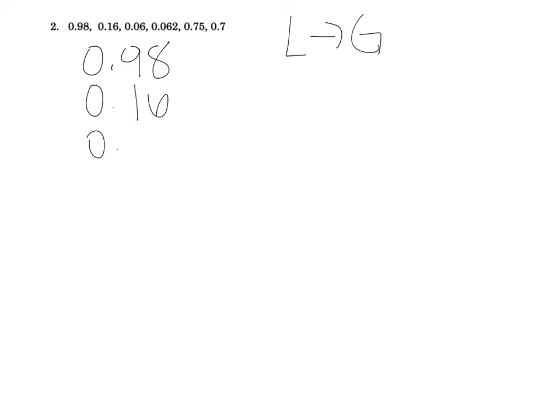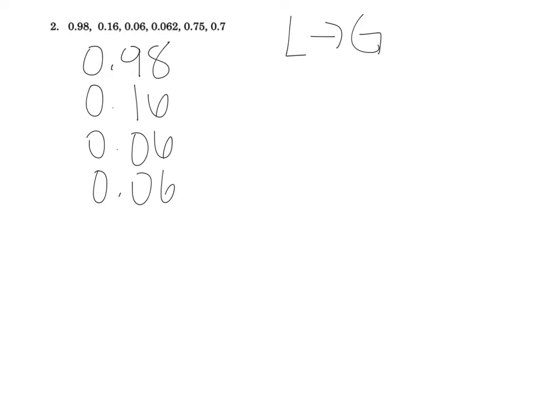Again, we're going to be ordering our decimals from least to greatest. So I like to always line my decimals up vertically. So I have 98 hundredths. I have 16 hundredths. I have 6 hundredths.